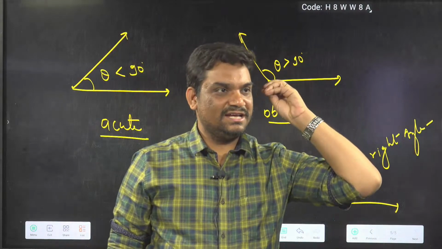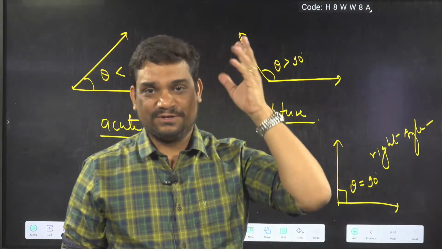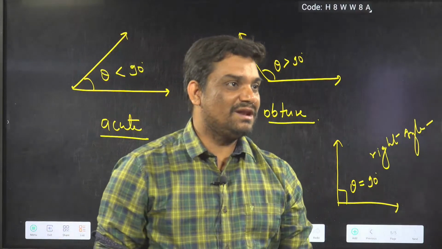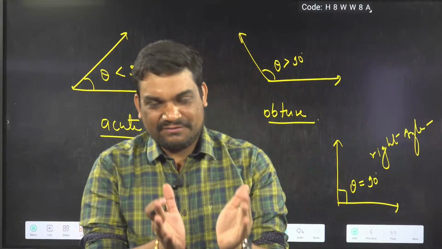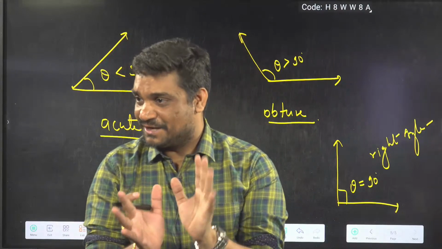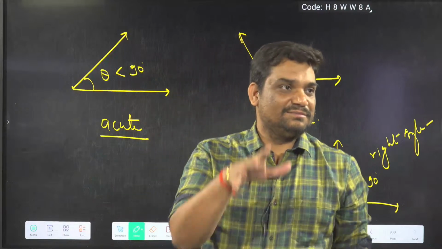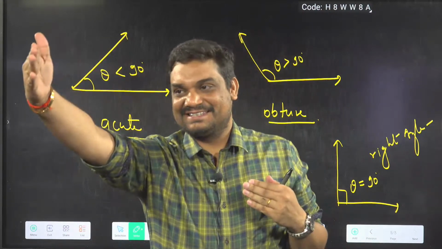In one class only, suppose I'm dumping so many: this is acute, obtuse, supplementary, this is reflex, this is straight, then the whole confusion will come. So whatever we need, that much only we will say. Slowly, you have to learn all the things. In one day, you don't have to become an engineer or doctor. It is a long process.